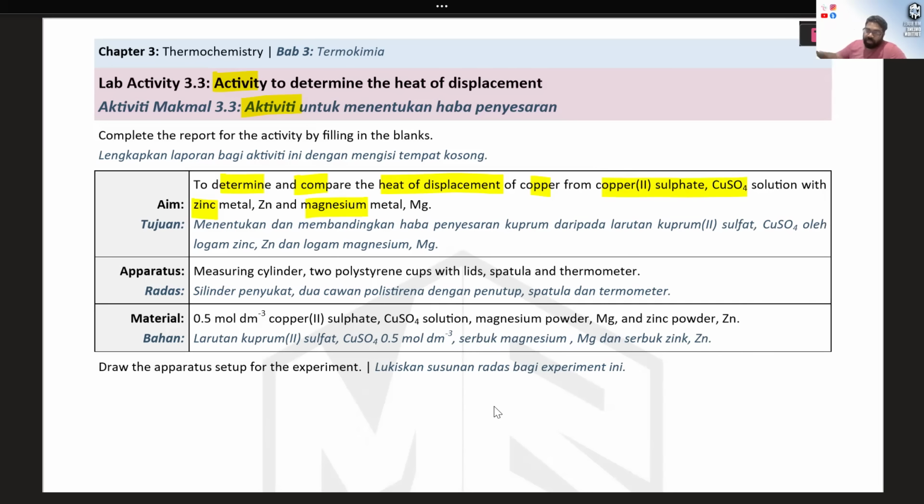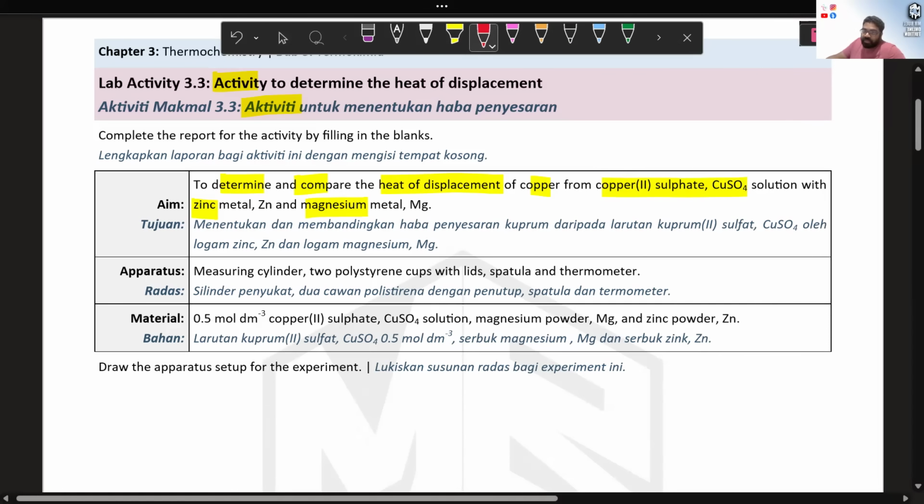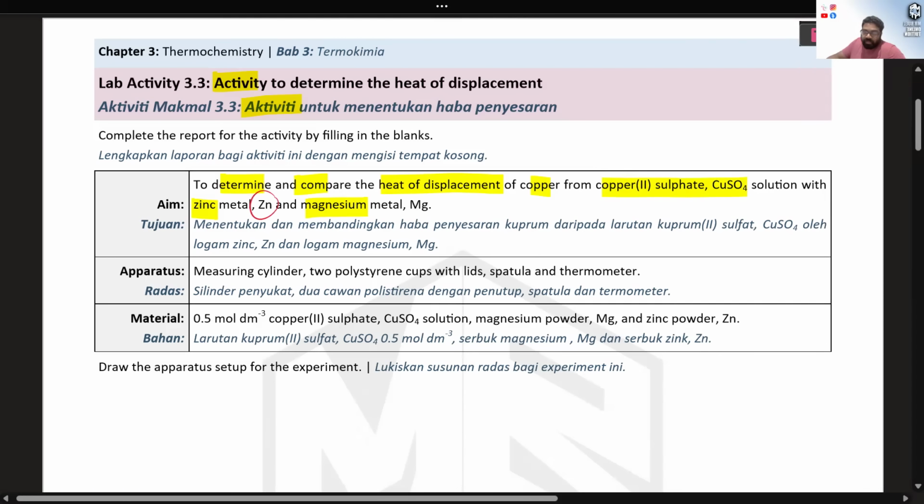Okay, so the manipulated variable here will be, look at what we are changing at the beginning of the experiment. We are using two types of metal, isn't it? We are using zinc and magnesium. So these are the two types of metals that we use, and then at the end, we are going to compare the heat of displacement. What we change in the beginning is the manipulated variable. The outcome as a result of what we change is the responding variable. So the responding variable here will be heat of displacement.